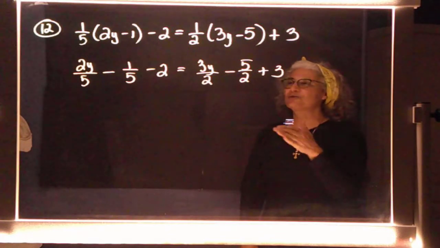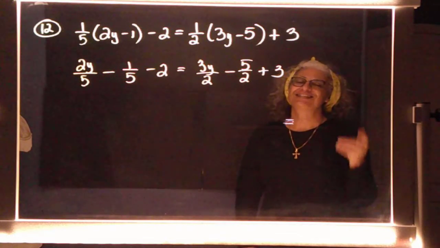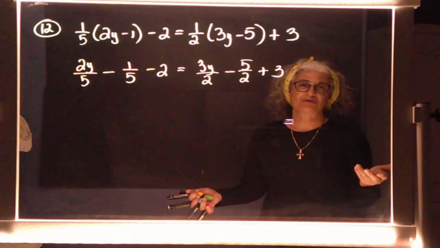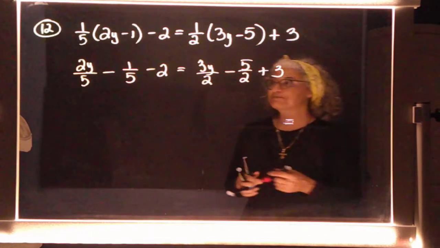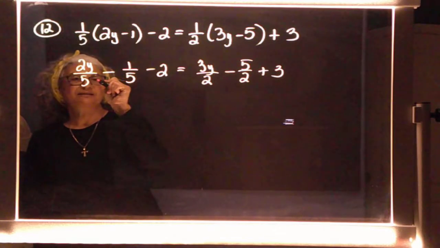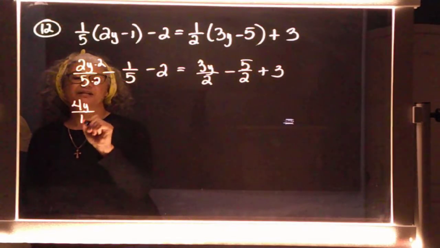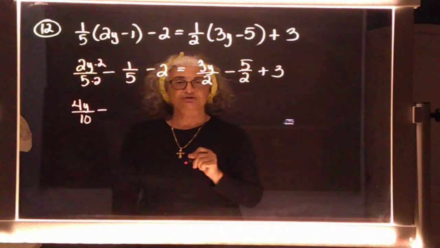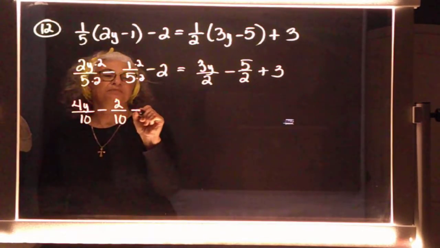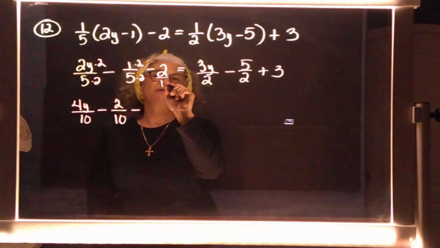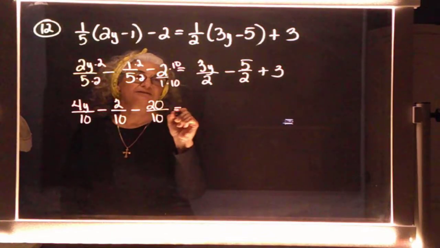You're like, yeah, but you still have all those fractions. I get it. So what are we going to do now? Good. Common denominator. What's the common denominator? 10. So, let's see. First fraction, what has to get multiplied? By 2. Good. So you end up with 4y over 10 minus fraction number 2, again by 2. So you have 2 over 10 minus, yeah, that's 2 over 1, so you have to multiply top and bottom by 10. So minus 20 over 10.